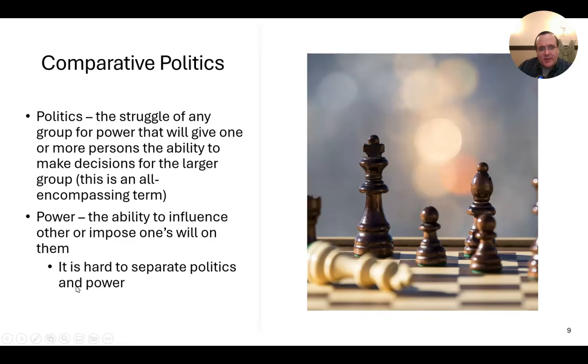So politics: the struggle of any group for power that will give one or more persons the ability to make decisions for the larger group. Now that's a little confusing. I prefer Lasswell's definition. Politics is the study of who gets what, when, and how. But there are different definitions of what politics is, and this is a valid one too. It's very broad. It's very all-encompassing.